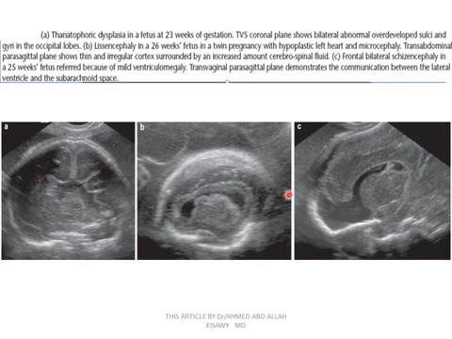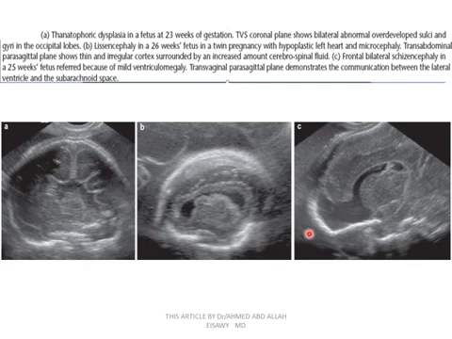Cortical dysplasia in this fetus at 23 weeks. As we see in coronal planes, abnormal bilateral overdeveloped sulci and gyri in occipital lobes. Lissencephaly at 26 weeks of pregnancy, hypoplastic left heart syndrome, microcephaly, transabdominal parasagittal plane, so thin and irregular cortex surrounded by increased amount of cerebrospinal fluid, as we see in these images.